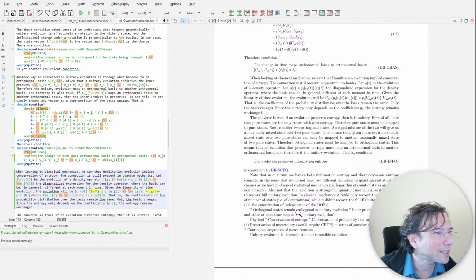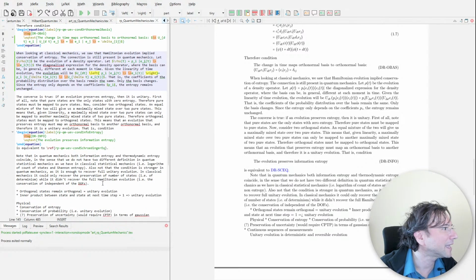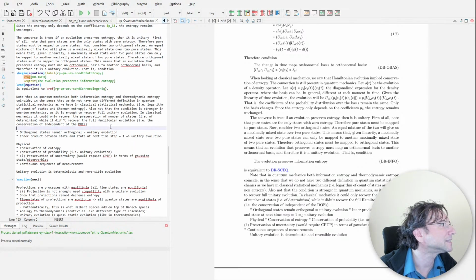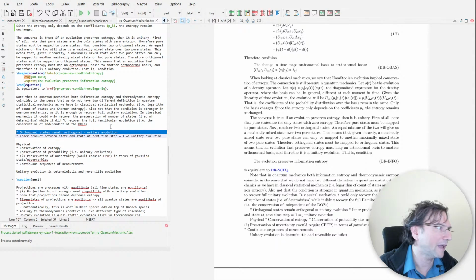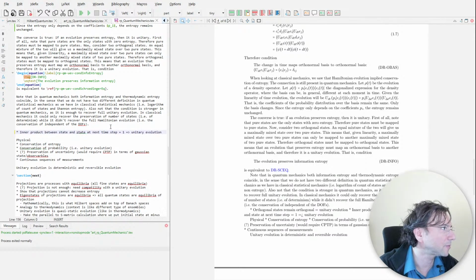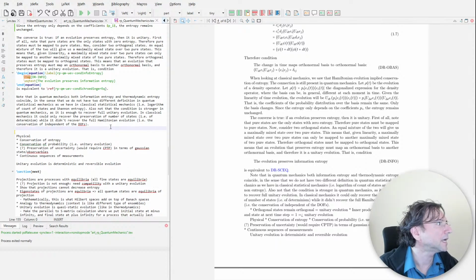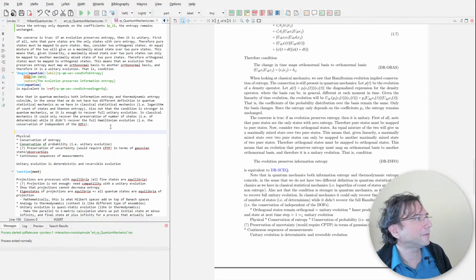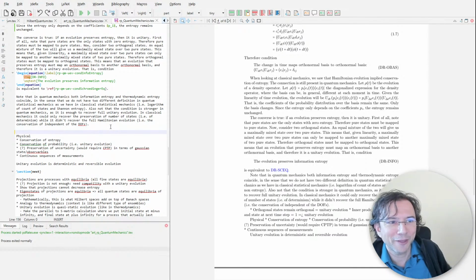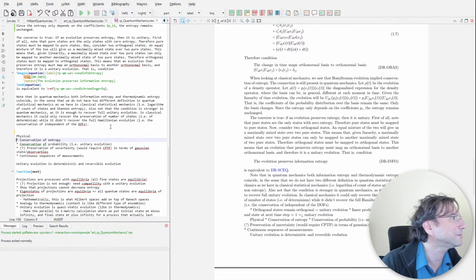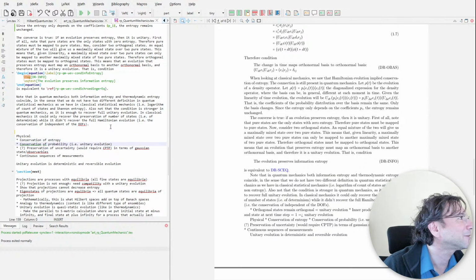And I just want to check the notes because we had a bunch of things that we had as a list. So orthogonal states remain orthogonal equals unitary evolution. We have it because we preserved the orthonormal basis. Inner product between state and state in the next step, either one, unitary evolution. We have this. Okay, so all the math things, I don't have any more math ideas. If other people have math ideas, we should put them, but let's just start with the physical things.